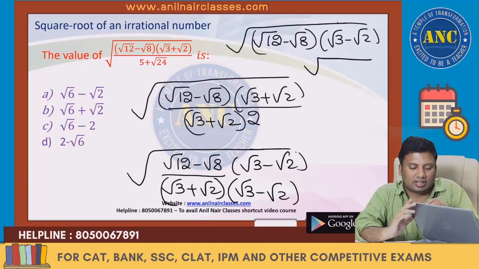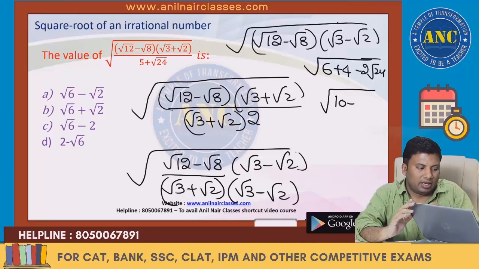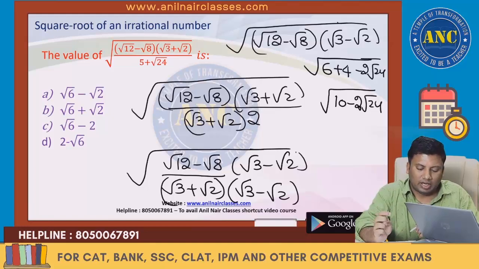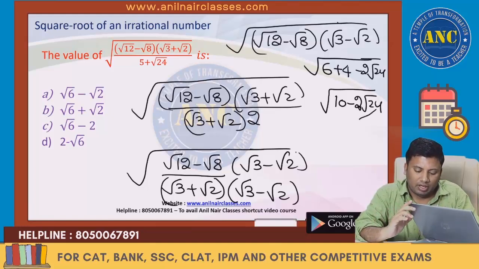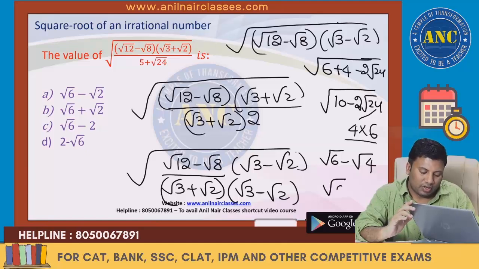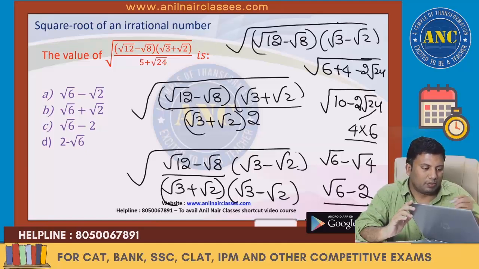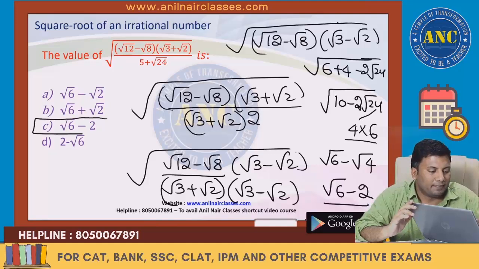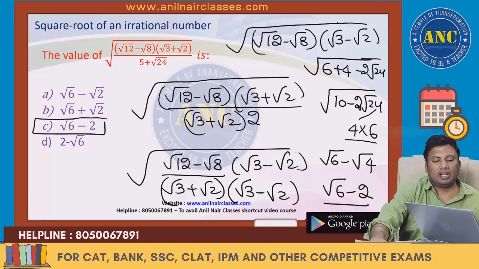What will be the answer? 36 is 6. It is 4. It is minus 2 root 24, which is 10 minus 2 root of 24. This is nothing but minus 4 into 6. I think then it is root 6 minus root 4. So answer is root 6 minus 2. I hope the idea is clear.